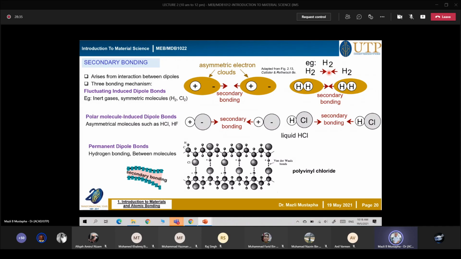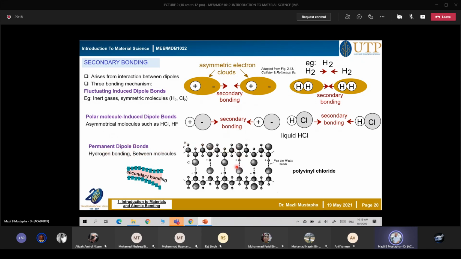Also, this is the bonding mechanism that exists in hydrogen and chlorine gas, that is the fluctuating induced dipole bonds. Another type of mechanism we call polar molecule induced dipole bonds. We have different elements, hydrogen and chlorine, or hydrogen and fluorine. From the previous one we have symmetric molecules, and for this one we have asymmetric molecules. And then lastly we have the permanent dipole bonds.